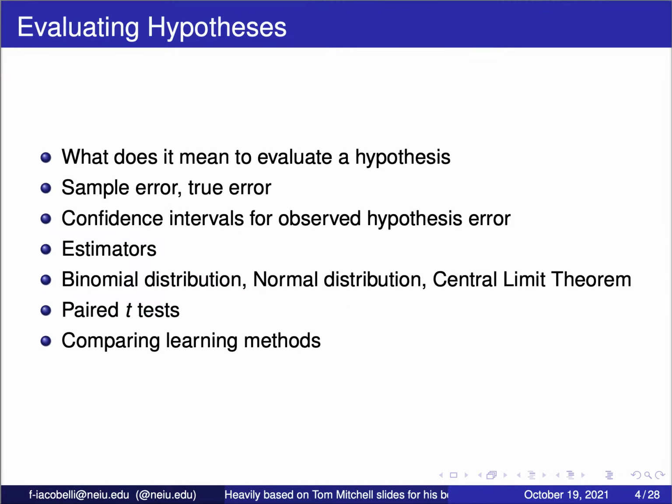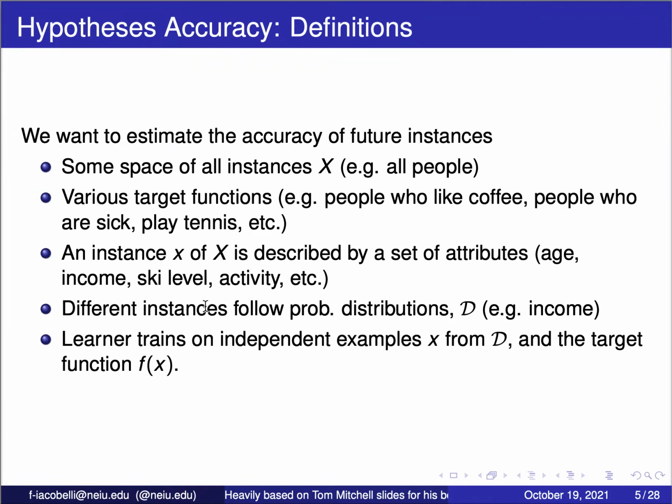Well, I want to estimate the accuracy of future instances, and this is key. What I want to do is, I have some data. I'm going to train my learner on that, and I hope it works in the real world when a real patient comes in, for example, in the previous example, right? When a real patient comes in, that's a future instance. It's something that I have not seen in my training data for that algorithm, okay?